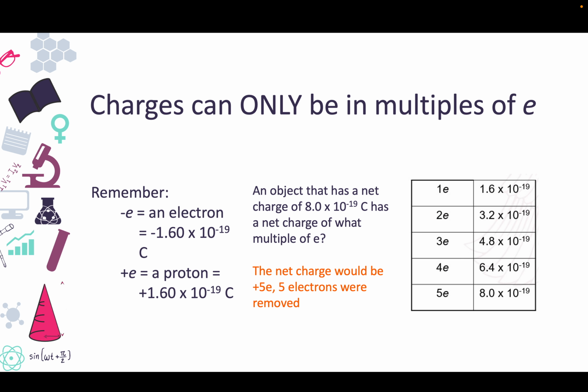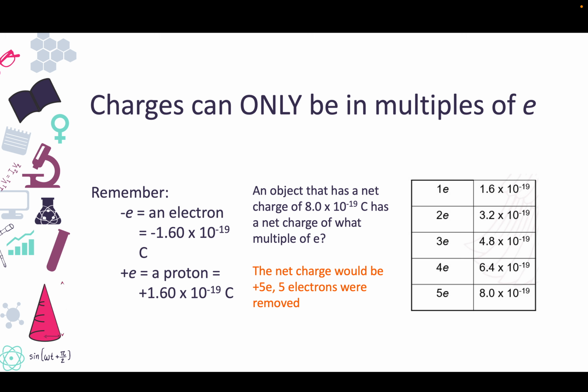And let's say, for example, an object that has a net charge of 8 times 10 to the negative 19 coulomb has a net charge of what multiple of e? So we just divide that by 1.6, so 8 divided by 1.6, that is around 5 electrons, which means 5 electrons were removed.